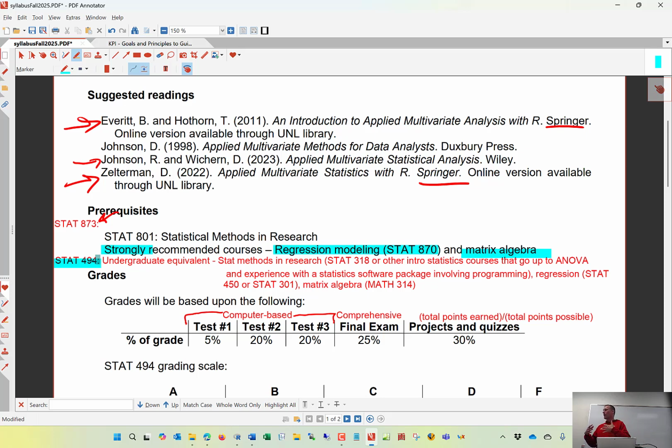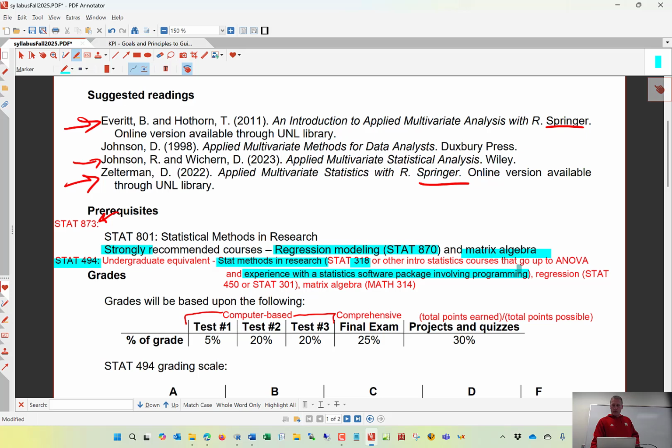So what should the prerequisites be? Well, very comparable ones to Stat 873. What that would mean is something similar to stat methods and research, equivalent to Stat 218, 318 here. Introductory statistics courses that go up to talking about ANOVA, the randomized complete block designs, the completely randomized designs. And experience with a statistical software package, which involves programming.